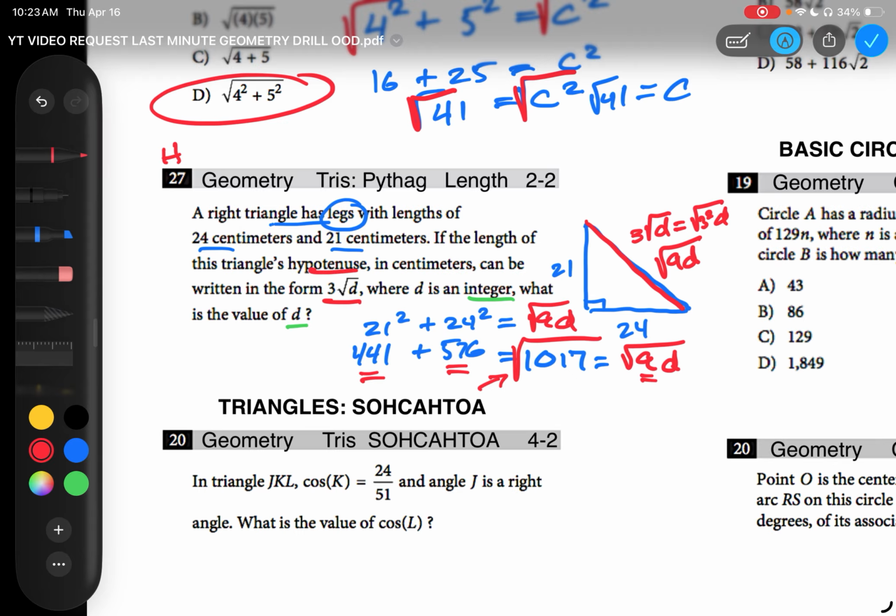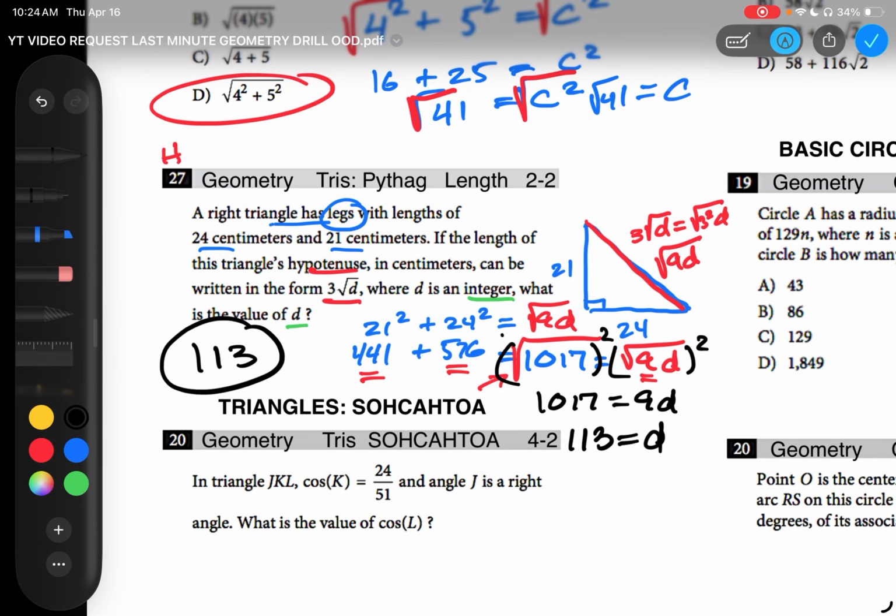All right, that 9d means that 9 goes into 1017. If we were to take 9 and divide it into 1017, what answer would that give us? Take a look, it goes into it 113 times. If we wanted to get rid of the radical, let's just square both sides. That's going to leave us with 1017 equals 9d. Divide both sides by 9, so d is going to equal 113. And that's it. That's the answer to your question, 113.